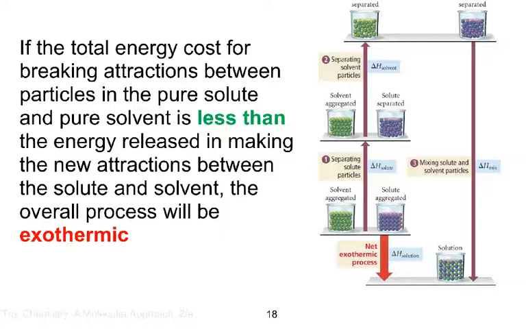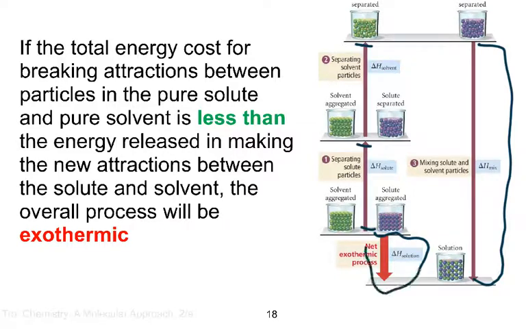If the total energy cost for breaking attractions between particles is less than the energy released in making the new attractions, the process will be exothermic. So breaking is costing basically steps 1 and 2 here, so separating the solute and separating the solvent molecules. Then when you mix them together, you get this much heat back, and so overall our delta H of solution is net exothermic.